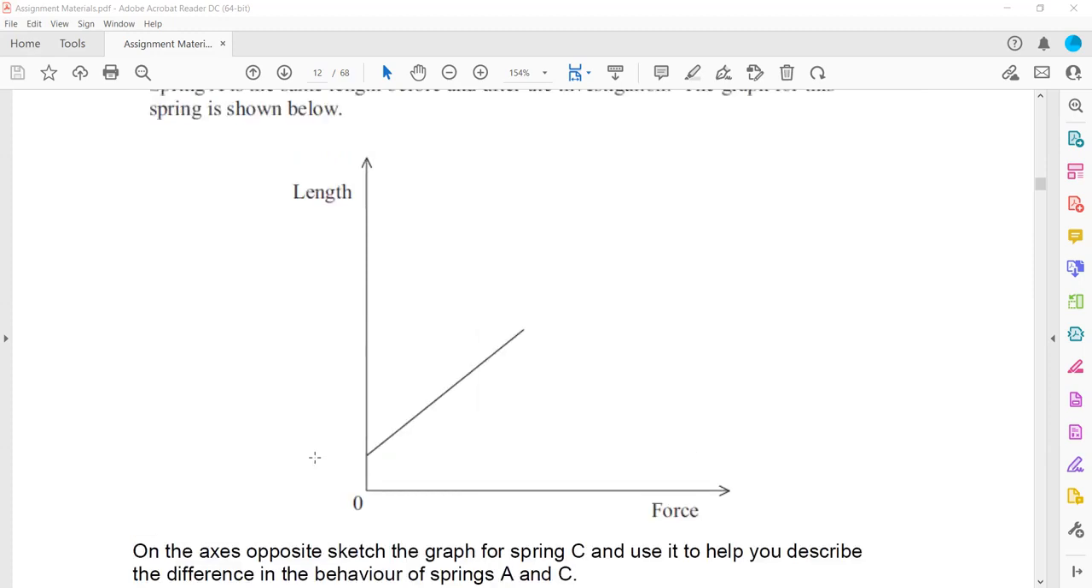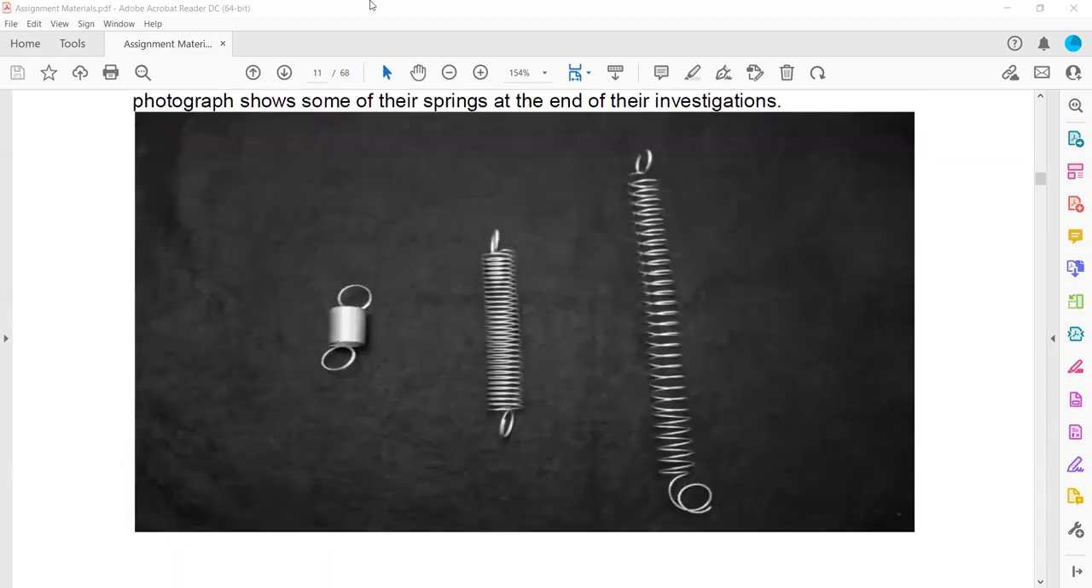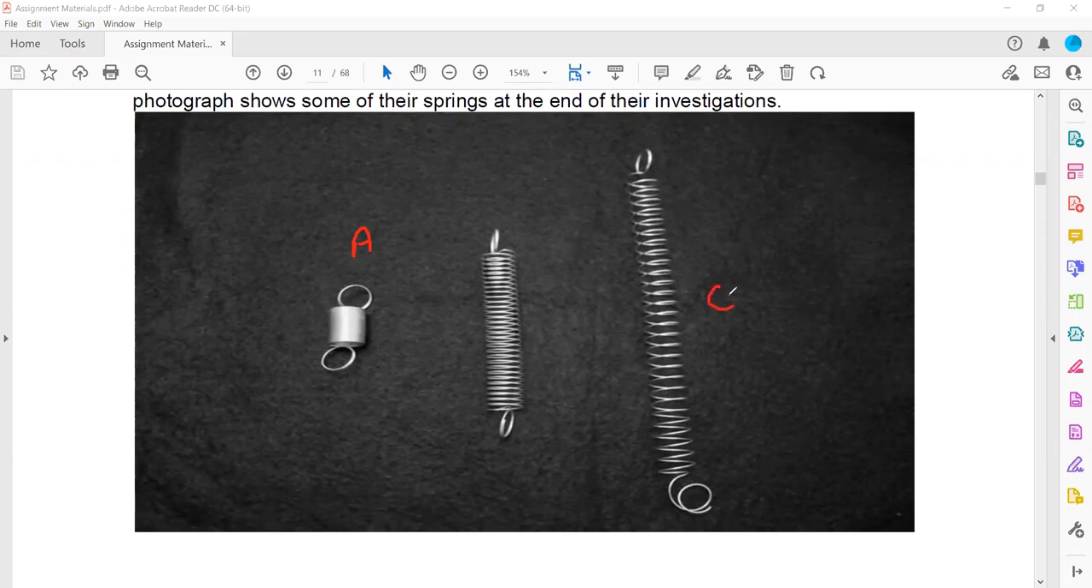When you check the photograph, you can clearly see that A returned back to the same original place. So A does not undergo plastic deformation. But C does not return back to the same original length, so it undergoes a plastic deformation. So how do we complete the graph?